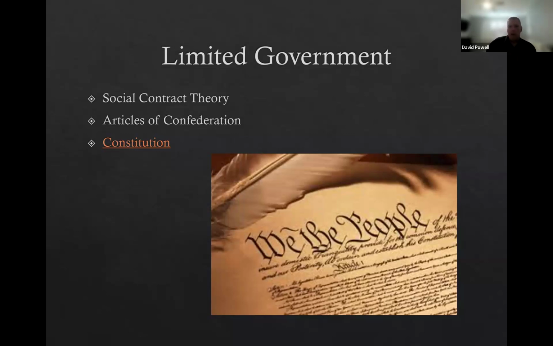Now, not to make this a history class, but with broad brushstrokes, what happened is you had a retired Army captain by the name of Daniel Shays. Daniel Shays led a rebellion of farmers. Farmers were angry because they were losing their farms. They were unable to pay their debts. They were unable to sell their crops. And so they rebelled.